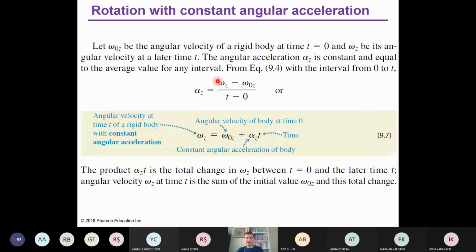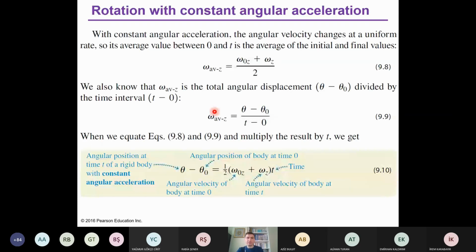This is the final angular velocity. This is the initial angular velocity when the time is 0. And this is the angular acceleration of the body, which is constant. And this is the time. So this is the first equation here within this table.